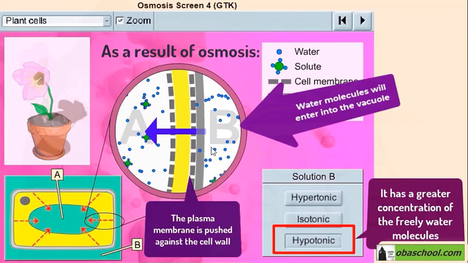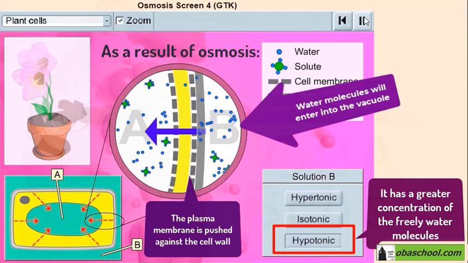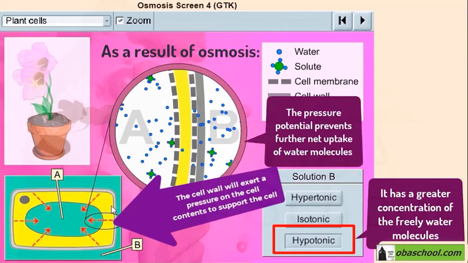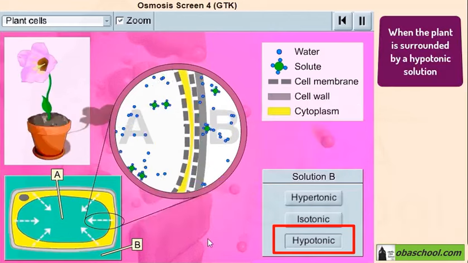The plasma membrane is then pushed against the cell wall, as shown here by the red arrows. So the cell wall will exert a pressure on the cell contents to support the cell, even if the solution is still hypotonic. So we can conclude that the pressure potential prevents further net uptake of water molecules.